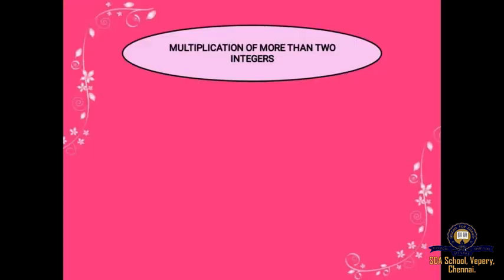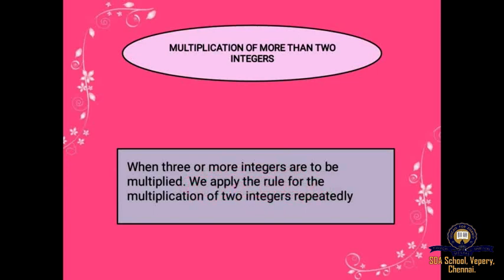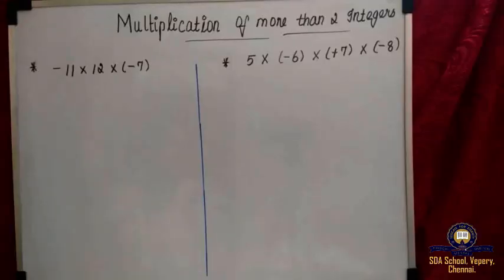Next we will see multiplication of more than 2 integers. When 3 or more integers are to be multiplied, we apply the rule for the multiplication of 2 integers repeatedly. That is, first we multiply the first integer and the second integer and get the product. With that product, we multiply the third integer. We will do a few problems on multiplication of more than 2 integers.